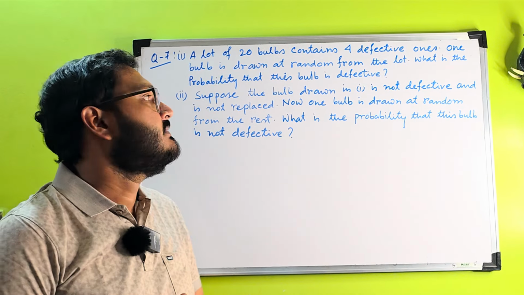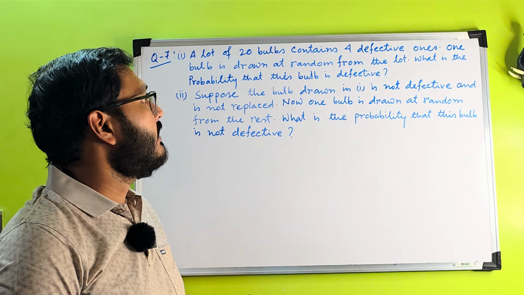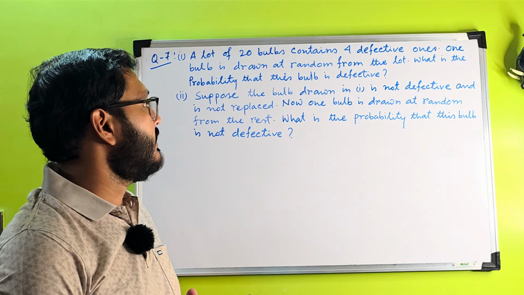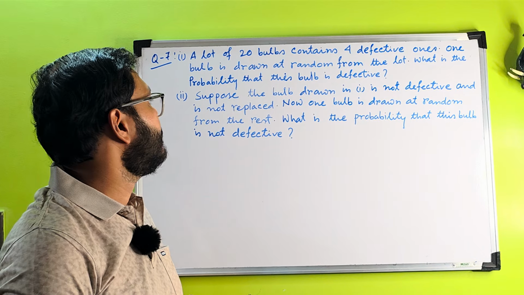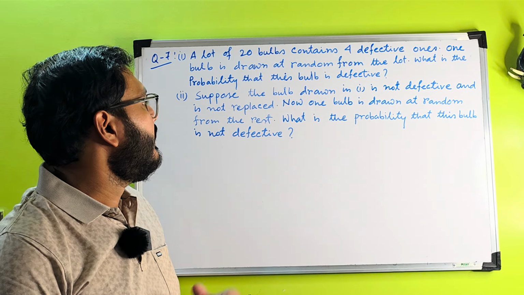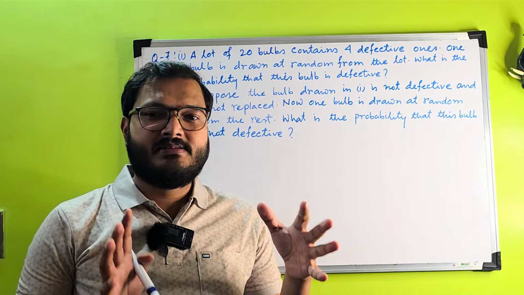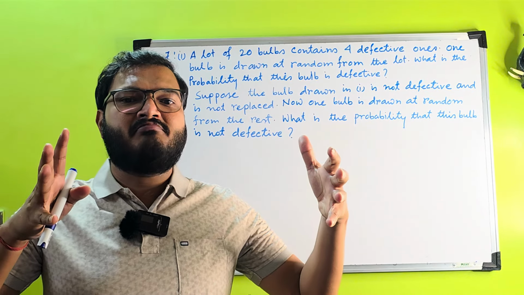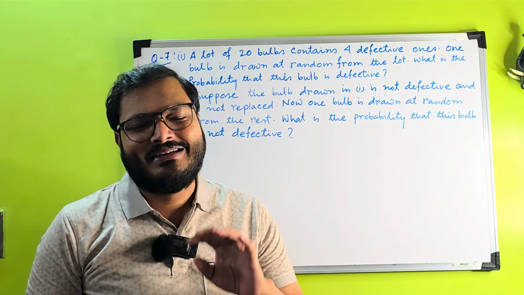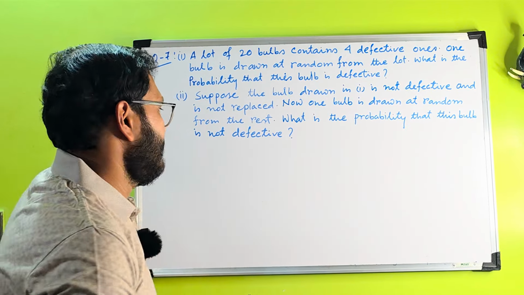Now question number 7. A lot of 20 bulbs contains 4 defective ones. One bulb is drawn at random from the lot. What is the probability that this bulb is defective? And the next problem is there. This problem seems very big, very difficult, but I'm telling you it's very easy. Read carefully. You can solve it.